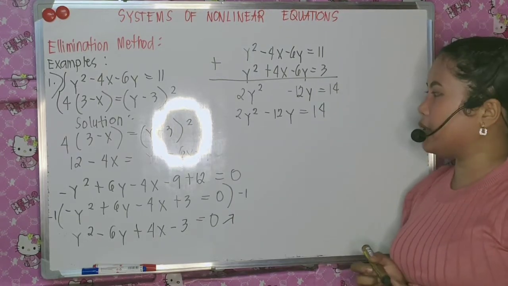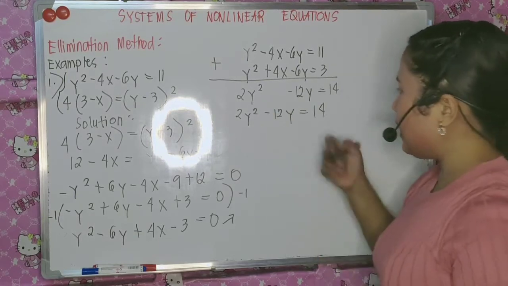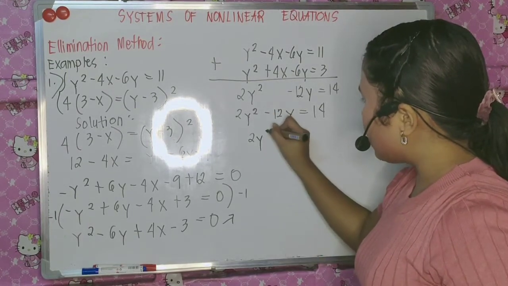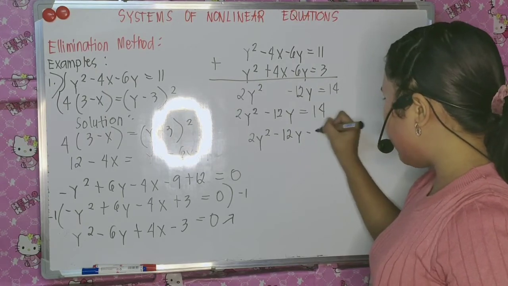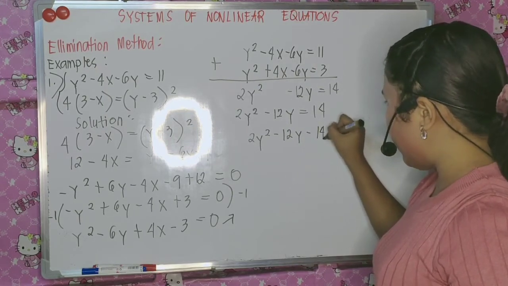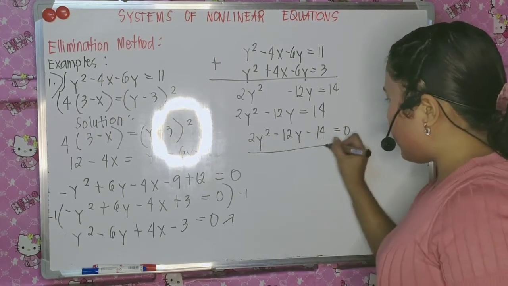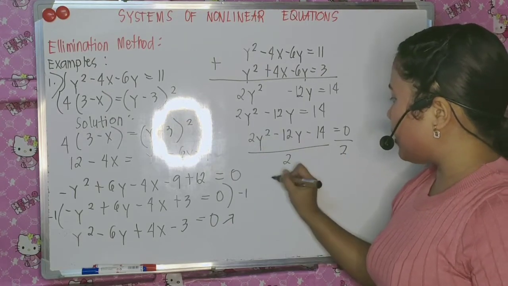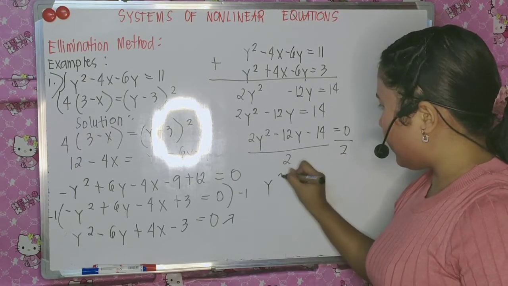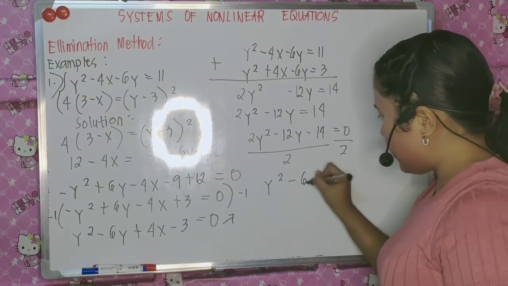Okay, so ito yung nakuha natin. 2y squared minus 12y equals 14. Next step, transpose natin yung positive 14. So, it would be 2y squared minus 12y, positive 14 magiging negative 14 equals 0. So, since may katabi dito na 2, i-divide lang natin siya both sides by 2 para matanggal po yung katabi ng 2. So, dito cancel out na siya. So, meron na tayong y squared. And then, negative 12y divided by 2, so meron tayong negative 6y.